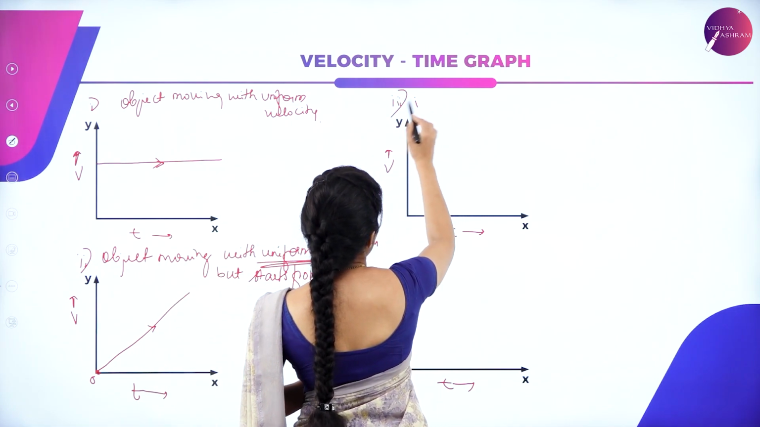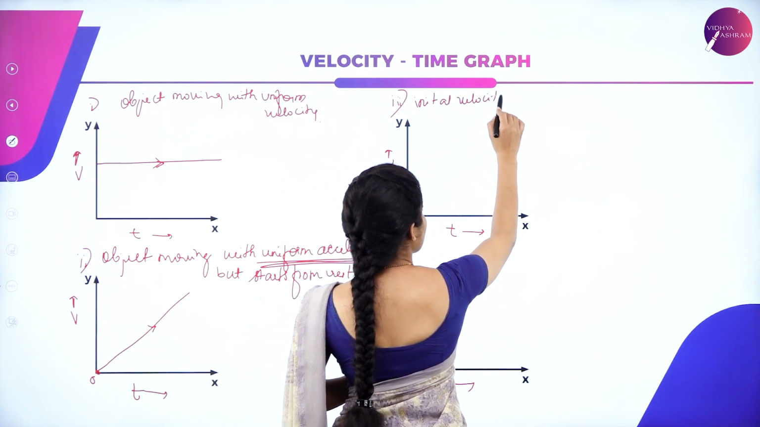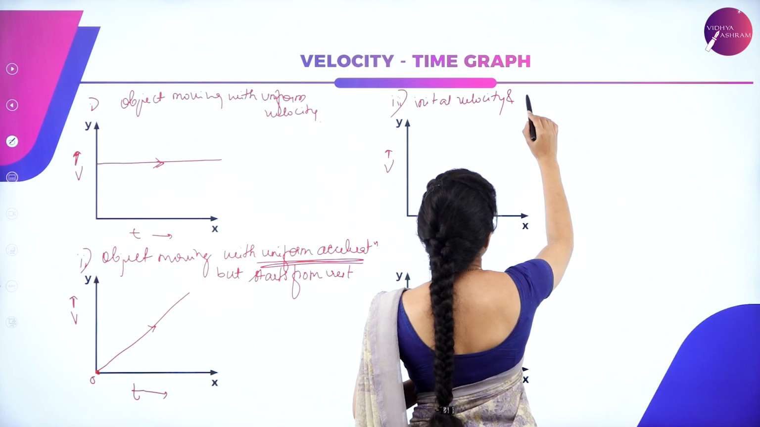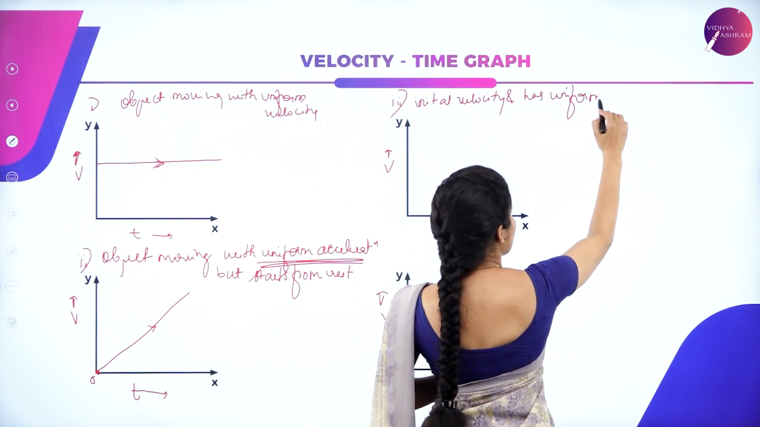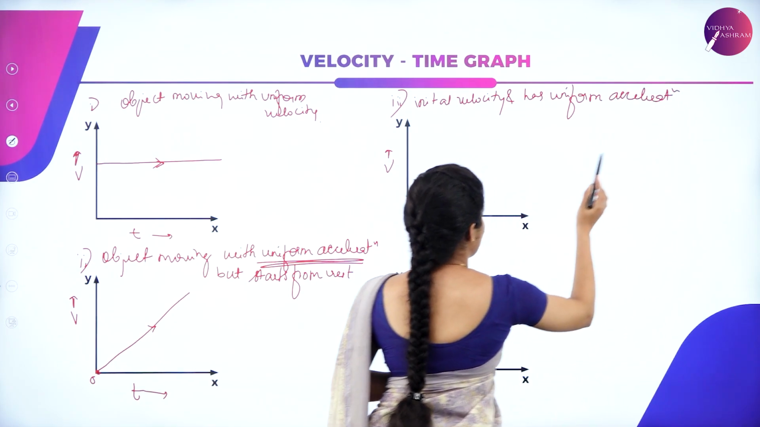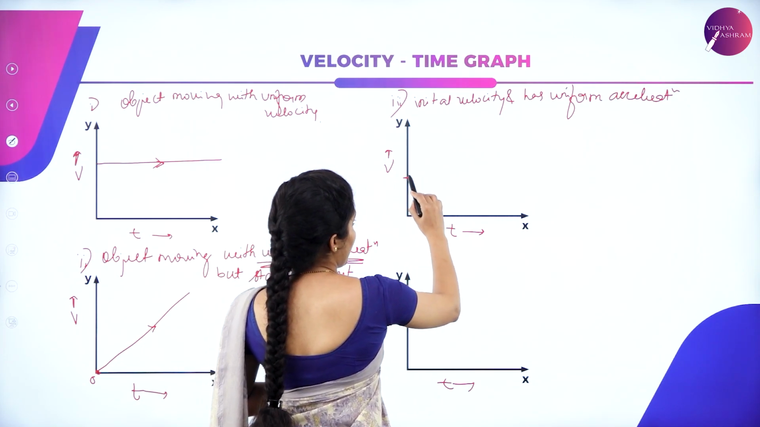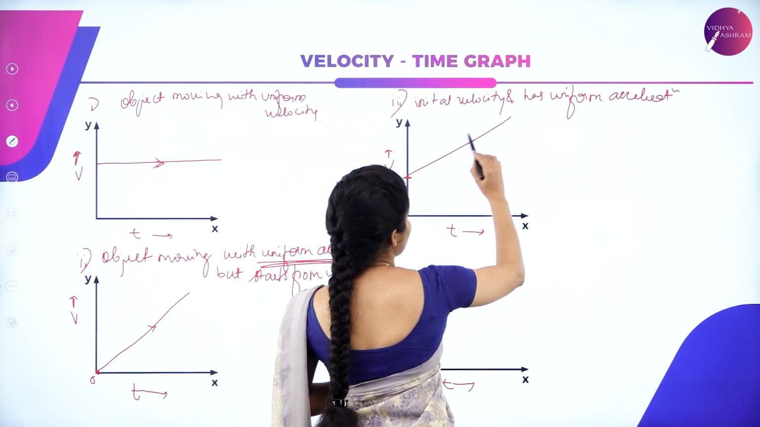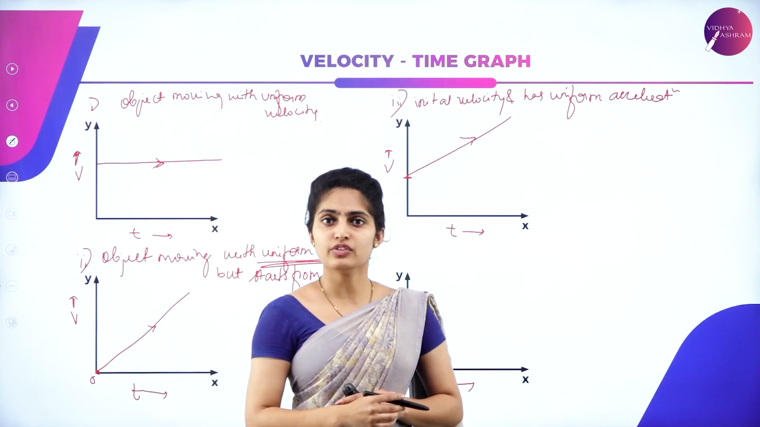Next, we are getting on to the object which starts from initial velocity. This is the third one. Object which starts from initial velocity and has uniform acceleration. So initial means not from rest, it starts from some point and it starts having a uniform acceleration, which means to say that there is uniform change in velocity.